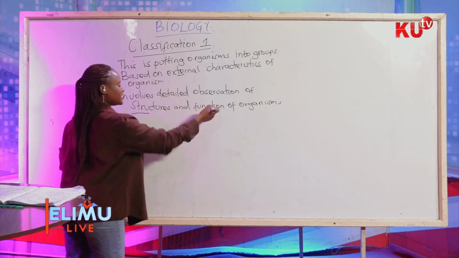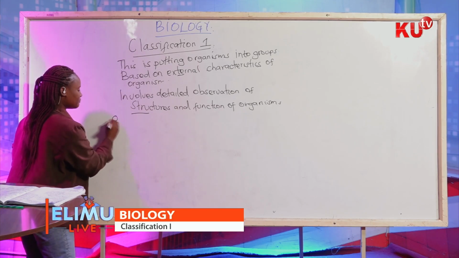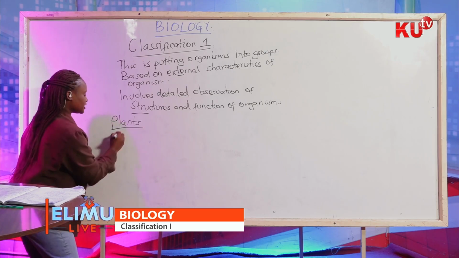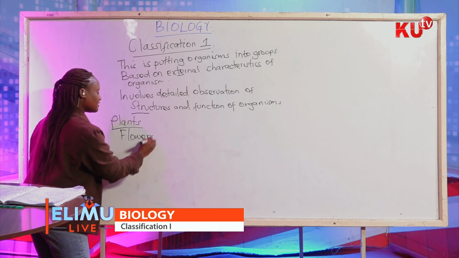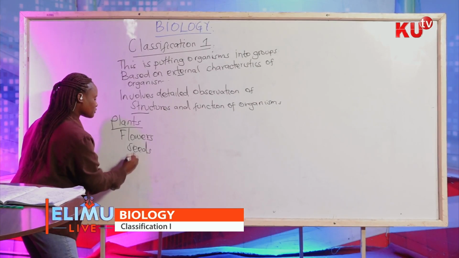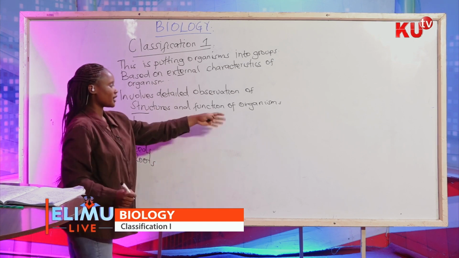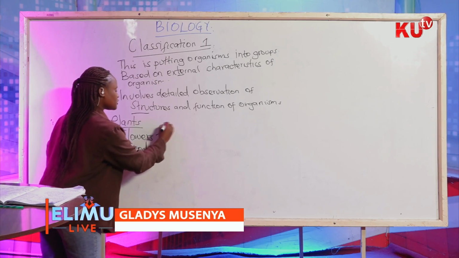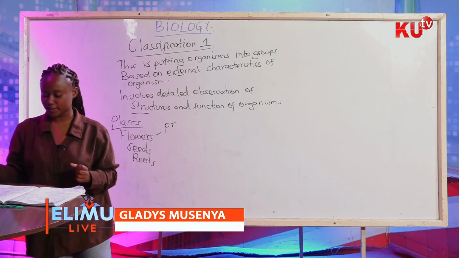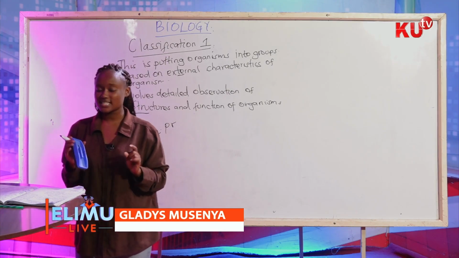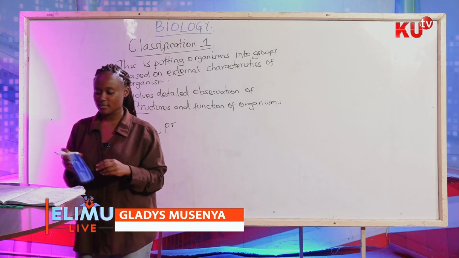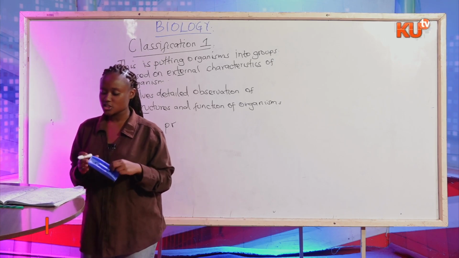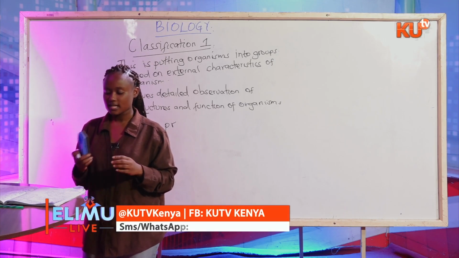The structures of organisms, we are talking about living organisms. In plants, structure includes flowers, seeds, roots. And then the functions of the parts of the structures, for example flowers producing seeds, and so on. In general, classification refers to the scientific method of organizing and categorizing living organisms based on their shared characteristics and relationship.